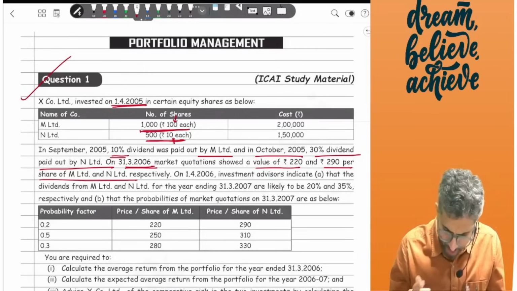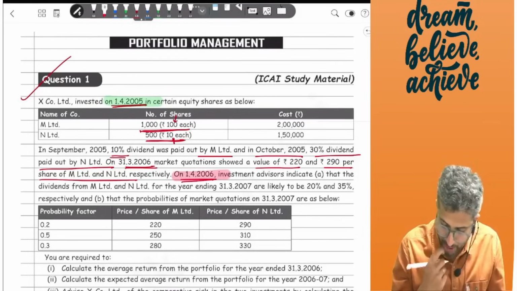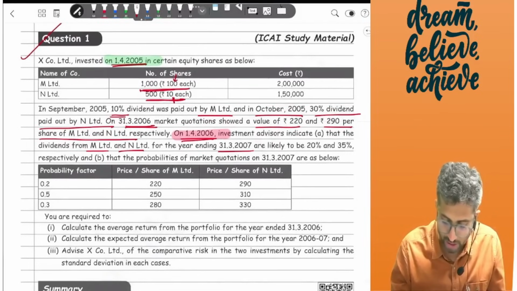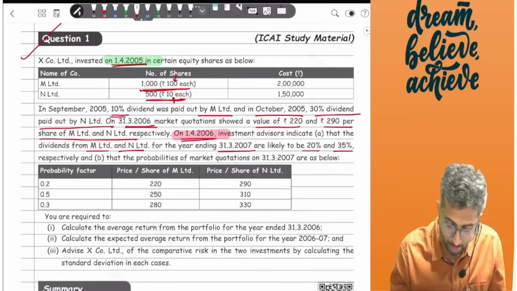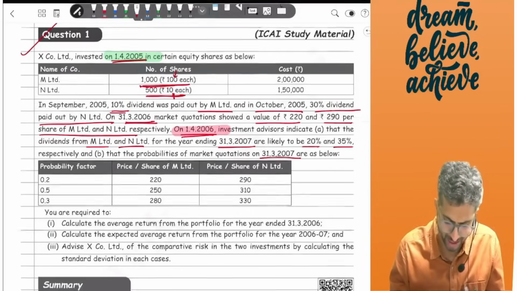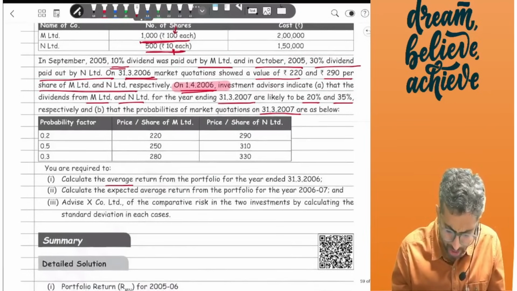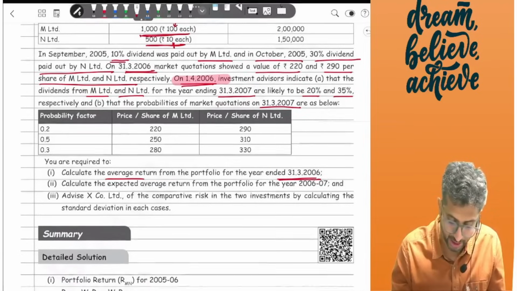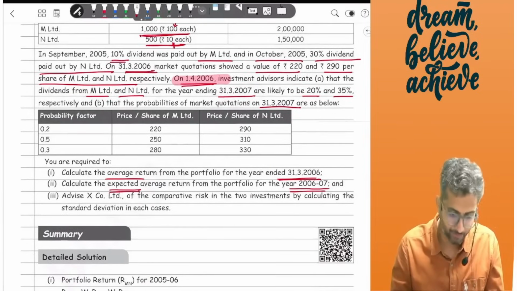Now on 1st April 2006, that is the next year. Now this was for 2005, now you go to 2006. Investment advisors indicate that dividends from M and N for the year ending 31st March 2007 are likely to be 20% and 35% respectively. And the probabilities of quotations are as follows. So you have the price which is quoted for shares of M and N. You are required to calculate the average return for the portfolio for the year ended 31st March 2006. So this is for the first case, and then the expected average return for the year 2006-7. So this is the expected coming year.